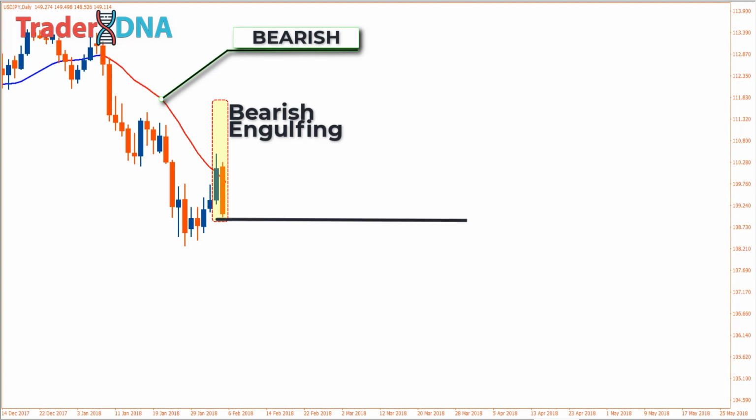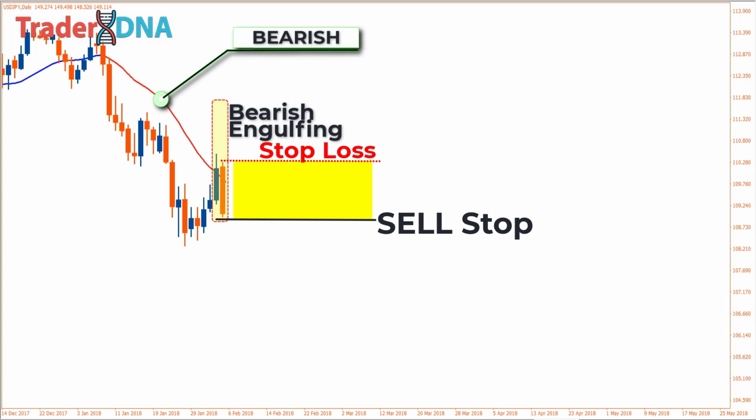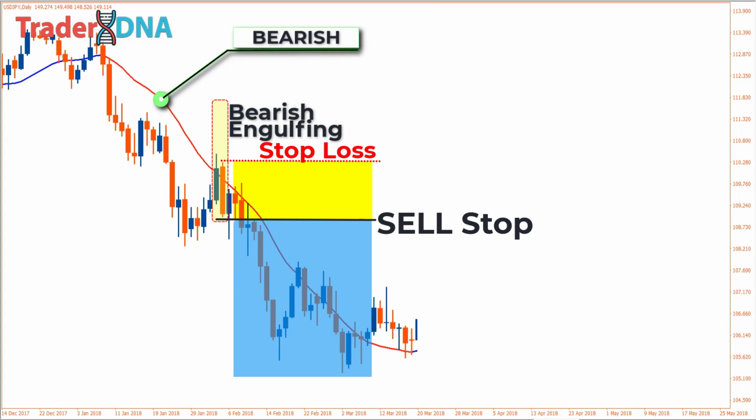which means that if this pattern forms perfectly, we should immediately place a sell stop order below the last bearish candle. Our stop loss is placed above the last bearish candle. As you can see, the price then quickly drops, providing us with significant profits. From the examples we've seen earlier, I believe you can harness the power of this indicator.